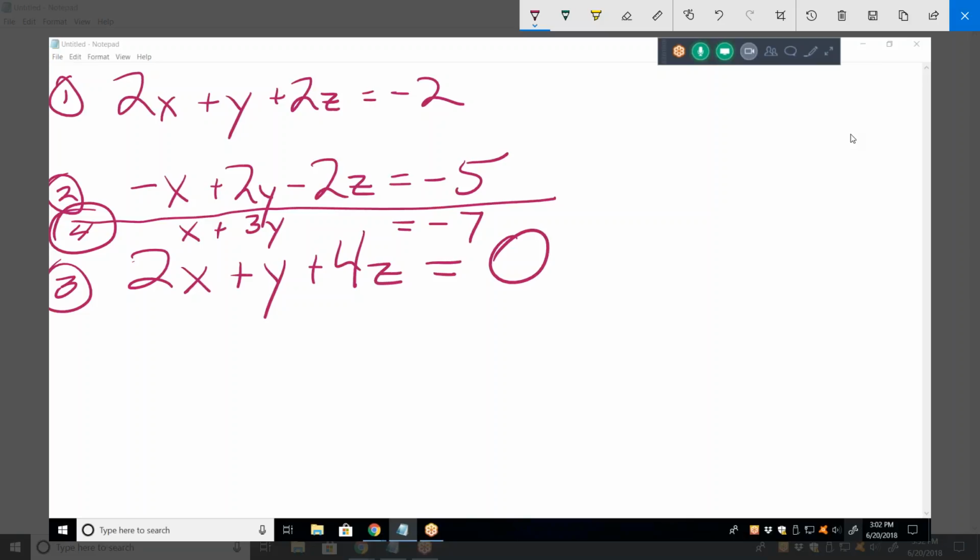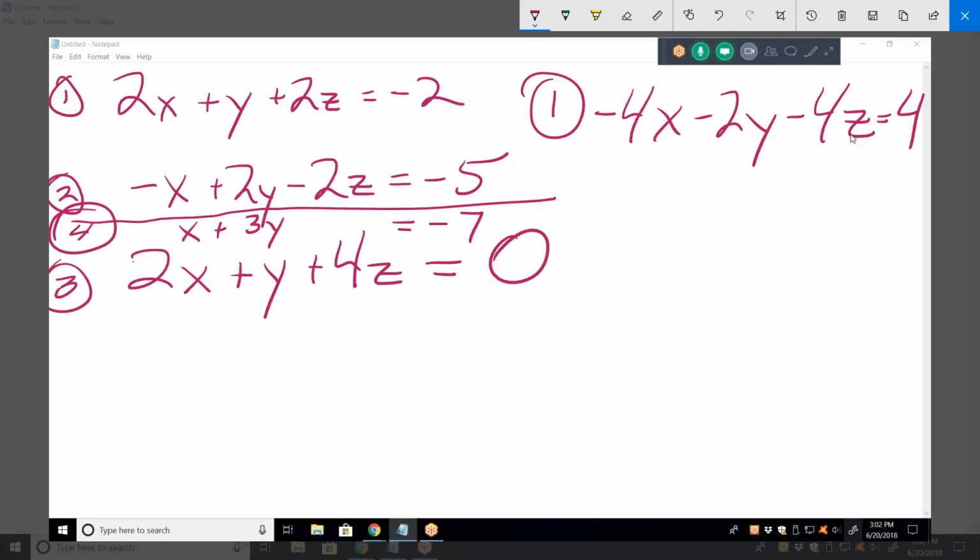Okay, so I'll use equation 1 and equation 3. Okay. Tell me what you're going to do to equation 1. And we're trying to eliminate the z's, correct? Correct. So for equation 1, I'll multiply it by -2. Perfect. Okay. That gives us minus 4x minus 2y minus 4z equals 4. And I'm going to combine it with equation 3 because that's perfect. I can just add the two together and the z will go away.